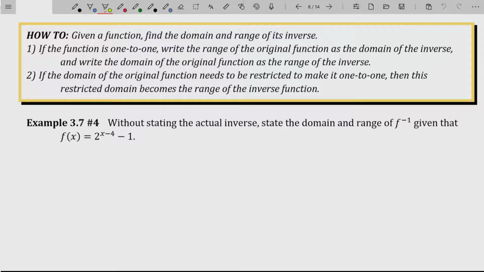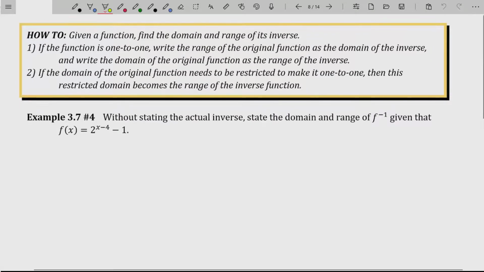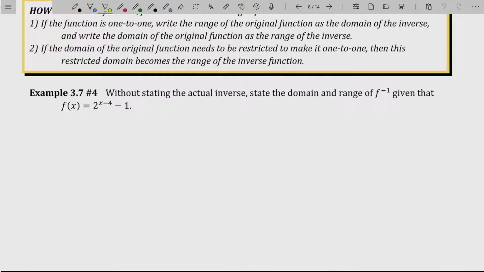And again, that will be something big later on. I might even just make an example off the cuff here in this video just to showcase that. Now, without stating the actual inverse, state the domain and range of the inverse function if the function we're handed is 2 raised to the x minus 4, then minus 1.